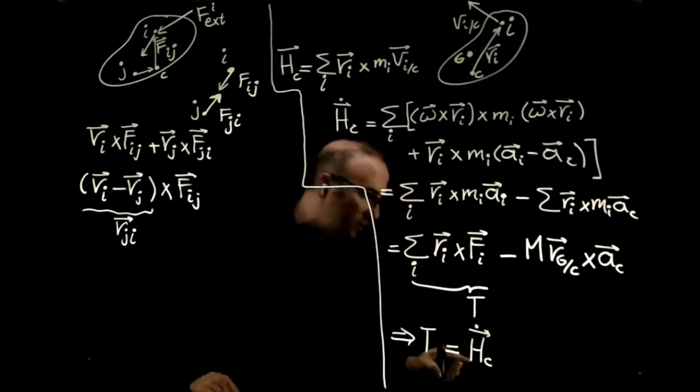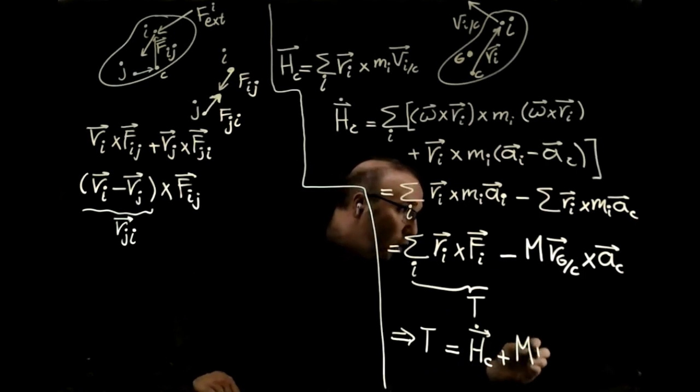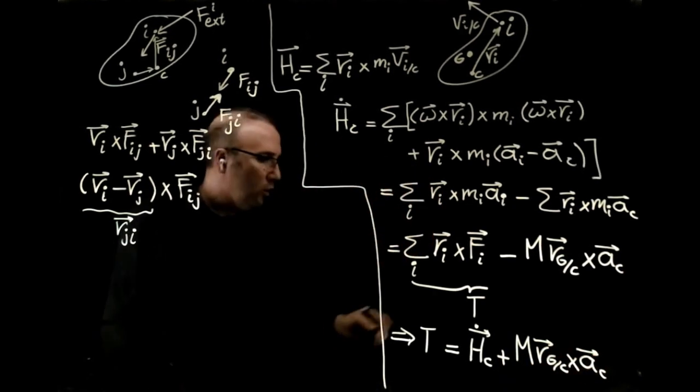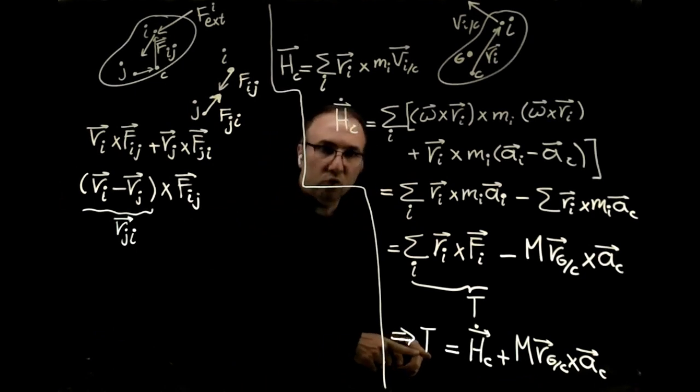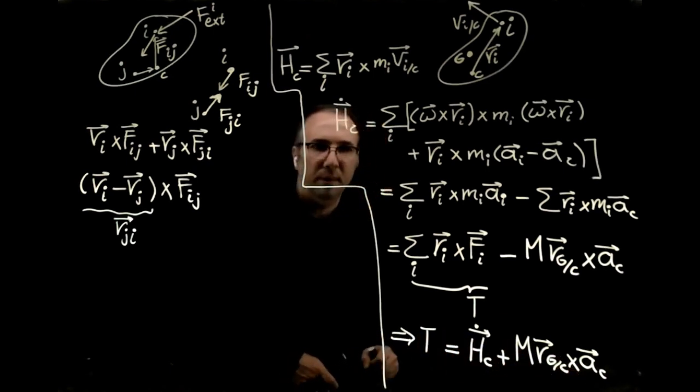T equals to, or sigma T, or M moments equals to H dot C plus MR of G with respect to C cross AC. So we have total moments of forces, external forces, equals to the rate of change of angular momentum around point C plus this term.